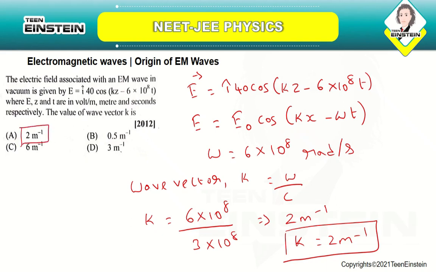So first thing is you are writing out the equation which they have given, and you are considering the standard cosine form of equation of electric field, which is E equal to E naught cos(kx minus omega t). When you compare this, you will be getting the value of omega, which is 6 into 10 power 8. So from that you can easily find the wave vector k is equal to omega by c, and substituting, you find the value as 2 meter inverse. Okay. So let us now move on to the next question.